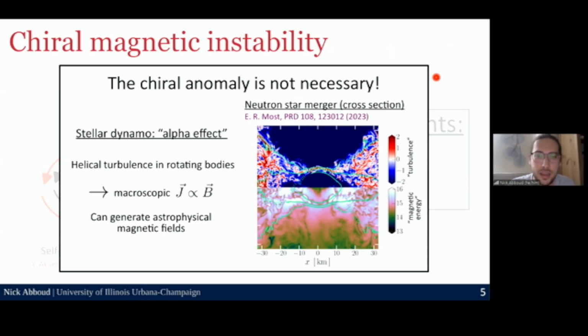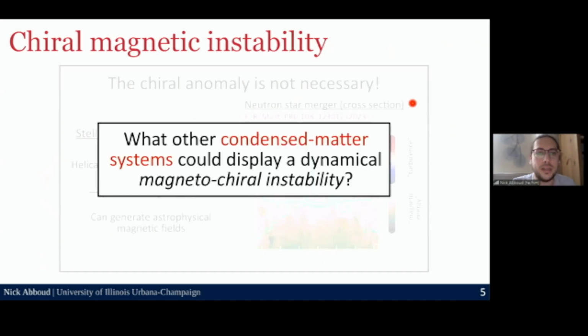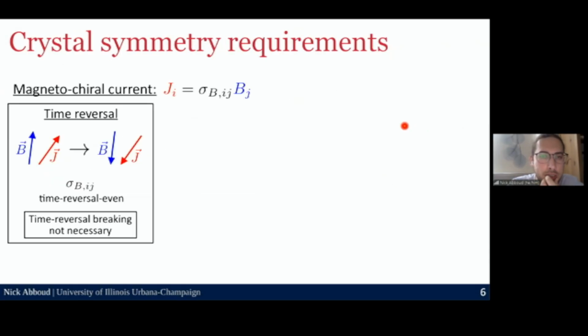Suggesting, as I said, that, let's go to the next slide, that we can ask, what other condensed matter systems can display a current going with the magnetic field that may come with an associated instability. So let's look to symmetry for a second. I'll introduce this tensor sigma B.